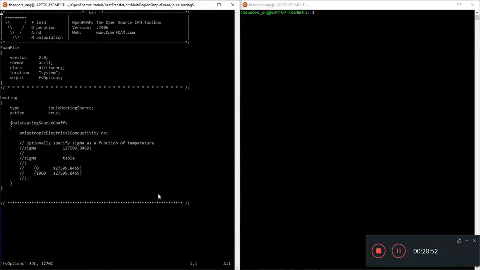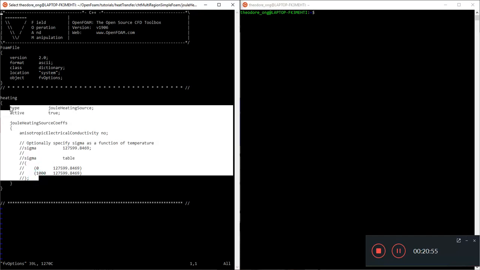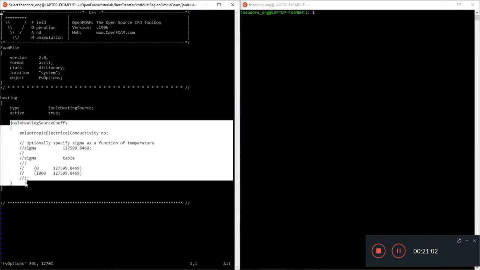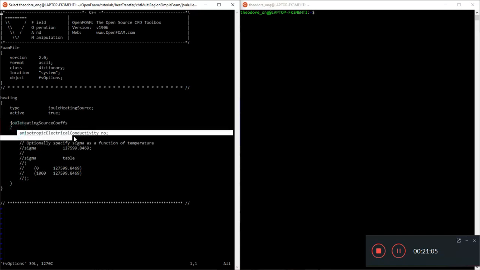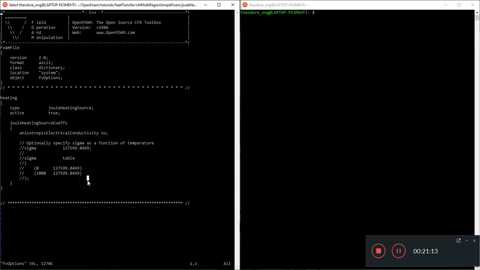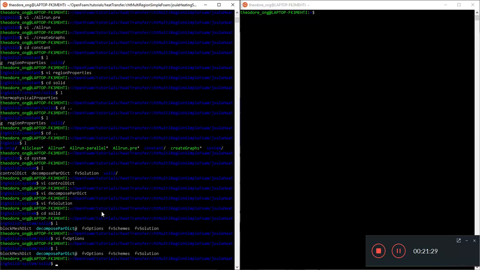So fvOptions is this. We have a Joule heating source. If you want to activate Joule heating, heat generation, we can use this. Basically you can put the Joule heating coefficients, and you can specify anisotropic electrical conductivity, or you can specify the sigma, which I think is conductivity as a function of temperature. Okay, so it looks like some form of a graph where you linearly interpolate those.